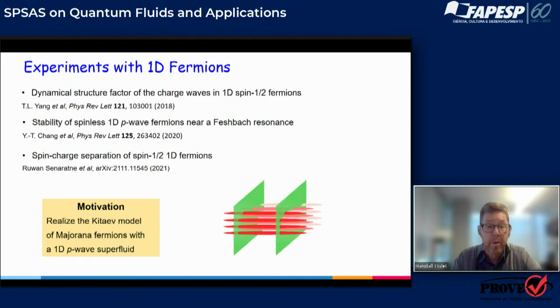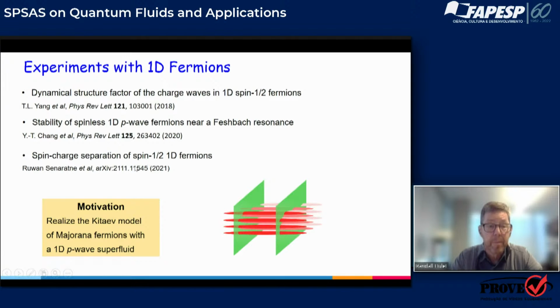And what we found was that the P-wave pairs have a very short lifetime near the Feshbach resonance due to inelastic collisions. So we need to find another way because this motivation is quite strong. This is really important. And we think that there are perhaps ways of finding better Feshbach resonances that are broader and that would have less loss.